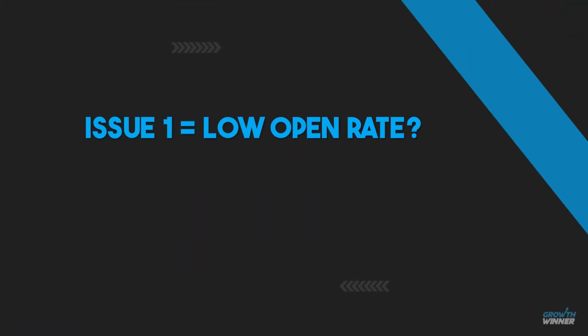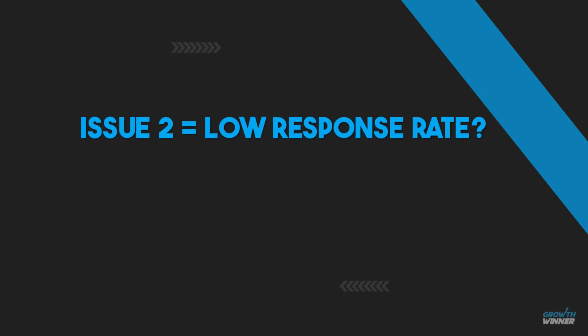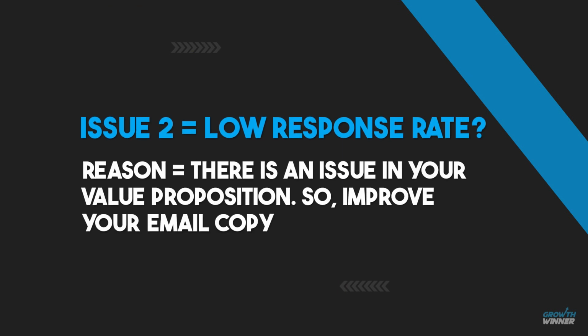So these are the issues that you might face. So I'm mentioning a few of them and their reasons. Issue number 1, low open rate. The reason could be the emails are being flagged due to the subject line or the email address. Issue number 2, low response rate. The reason could be there is an issue with your value proposition, so it's time to improve your email copy.